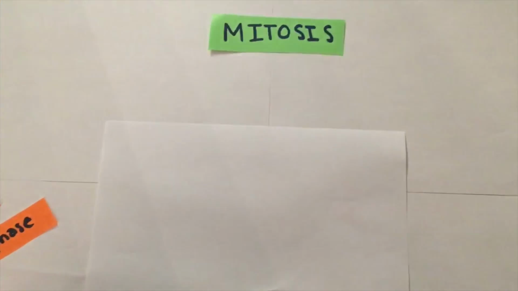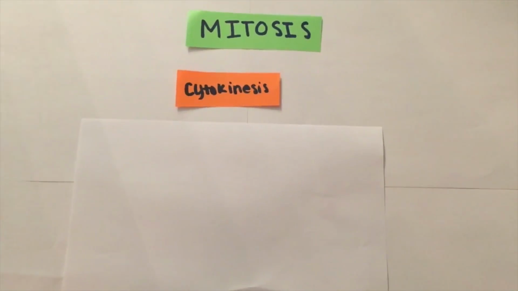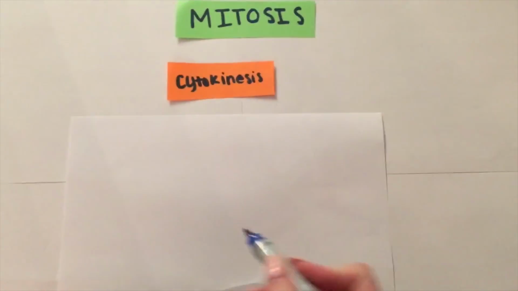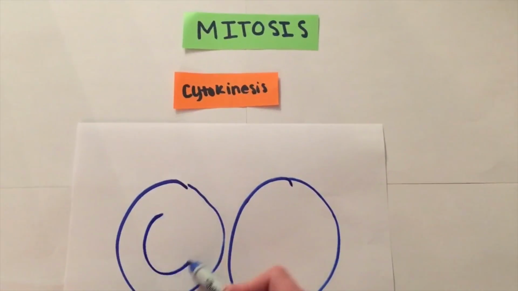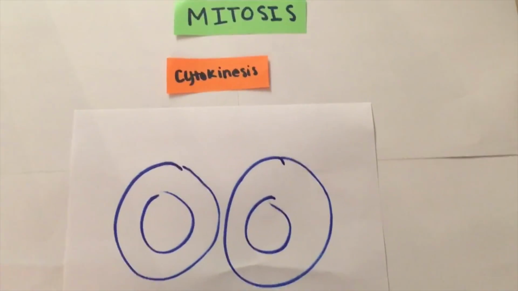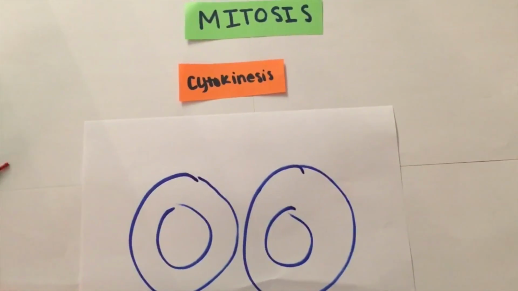The final stage of mitosis is cytokinesis. In cytokinesis, the cell splits into two identical daughter cells, each having the same number of chromosomes as the original parent cell.